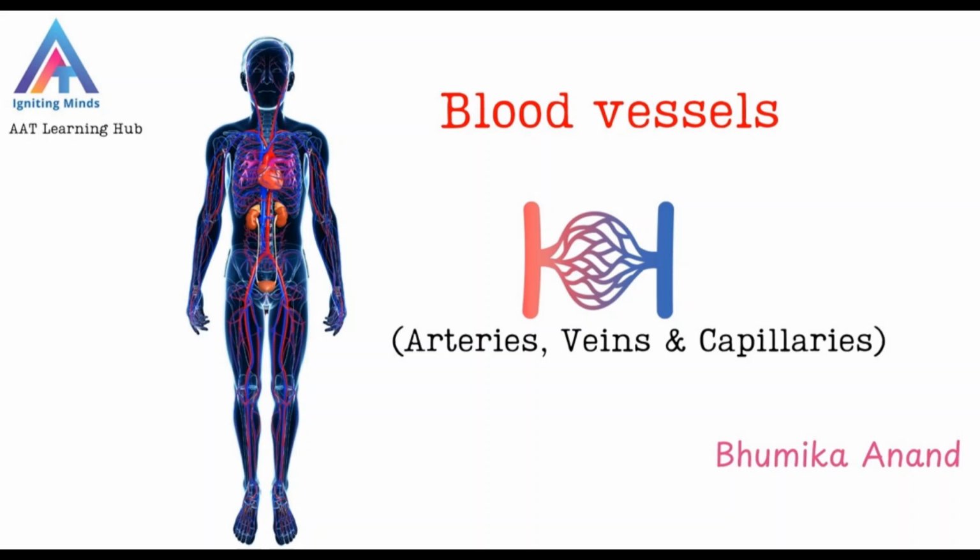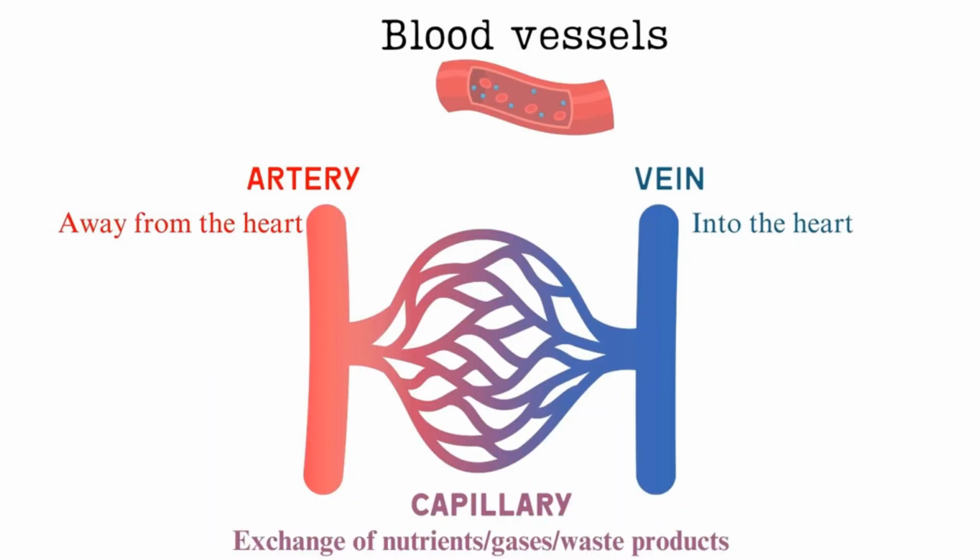Last few videos we learned what blood is, what it is made of, and how the blood cells are formed. Today let's look at the medium through which this wonderful fluid flows. Blood travels to every part of our body through channels or tubes called blood vessels. These vessels are classified into three main types: arteries, capillaries, and veins.